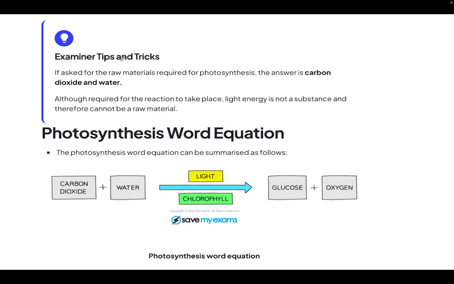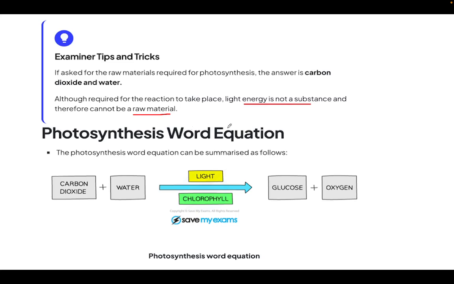Now, exam tips and tricks. If asked the raw materials, I told you it is carbon dioxide and water, never light. Light is not a raw material, all right? Although it is required for the reaction to take place, light energy is not a substance, therefore it cannot be a raw material. So we have two raw materials simply. We have carbon dioxide and we have water. So there are two right here.